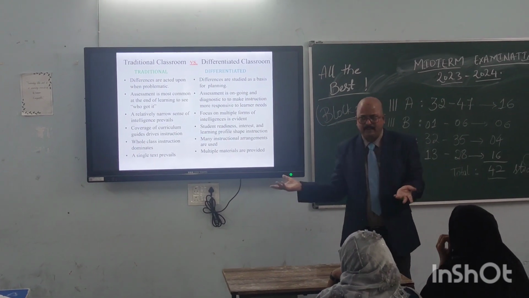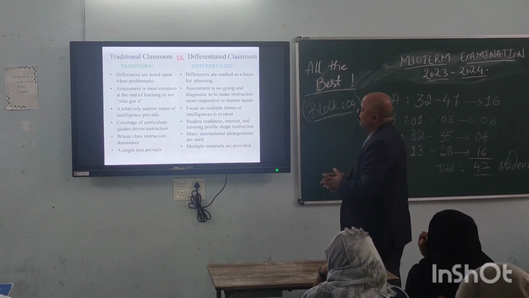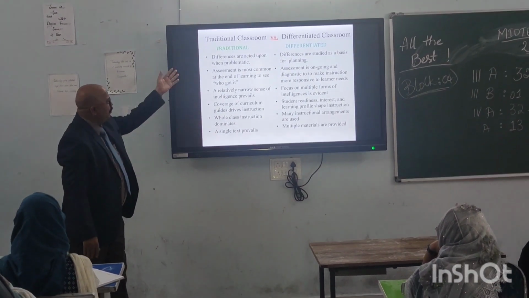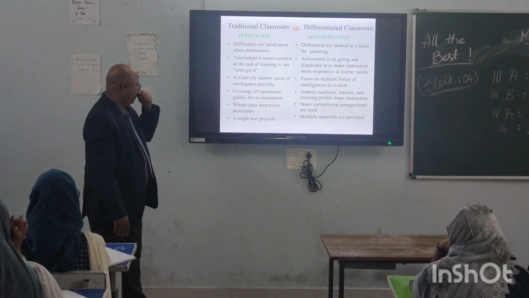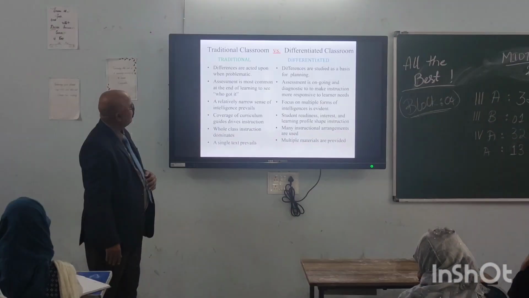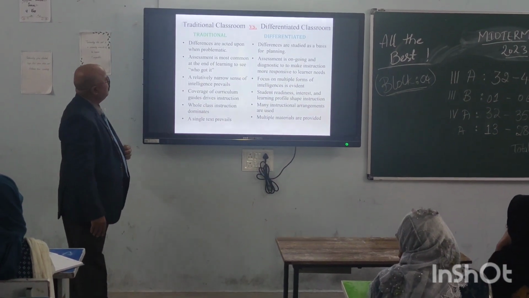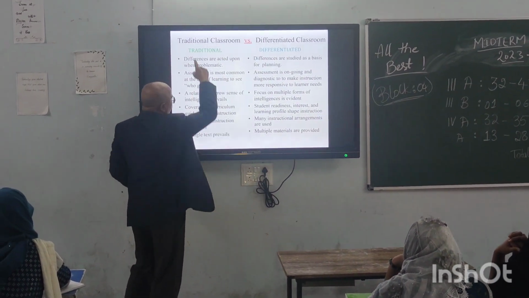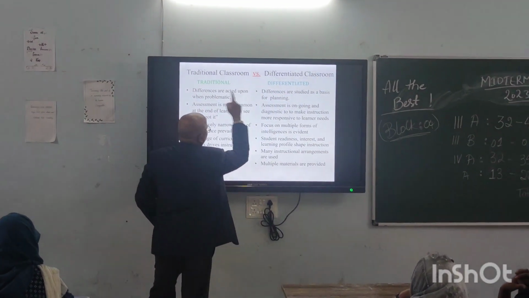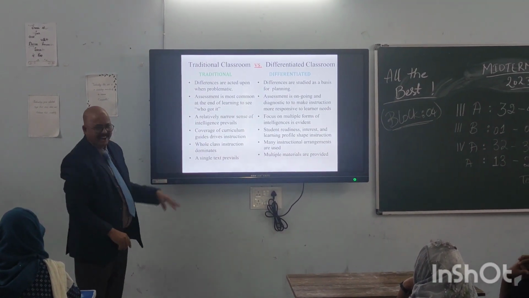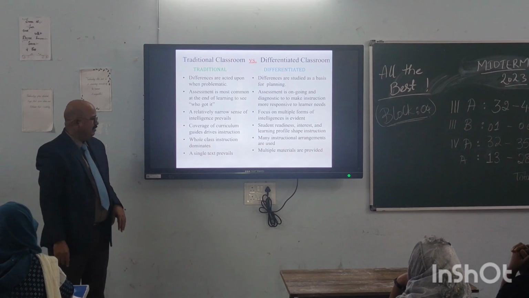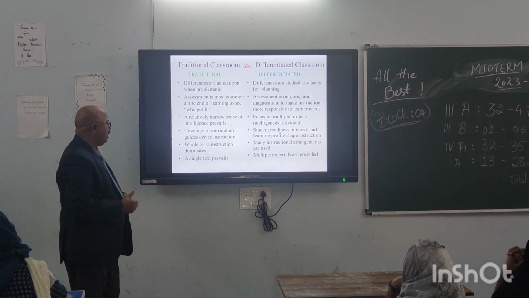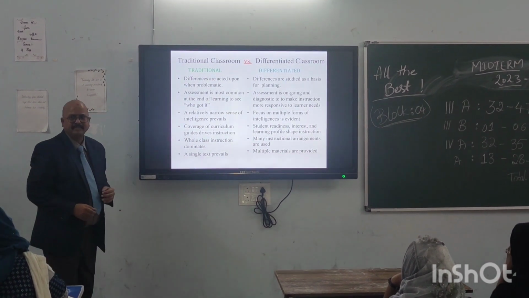Examples are given, comparing the traditional classroom versus the differentiated classroom. We can read all these things. I need not explain because very simple language is given. Very simple language. You can read all these things and check both. When you are reading, don't read one by one like this way. Read one, then the other, so that you think about the comparison, right?